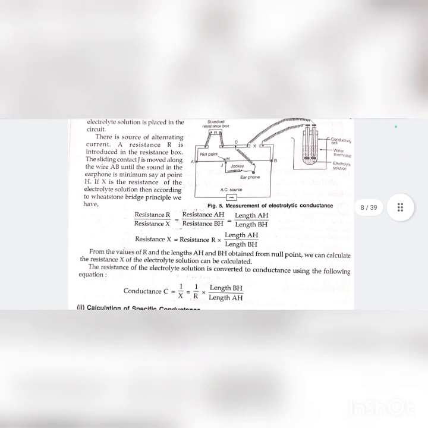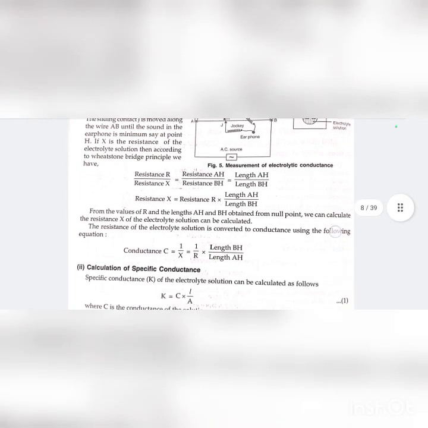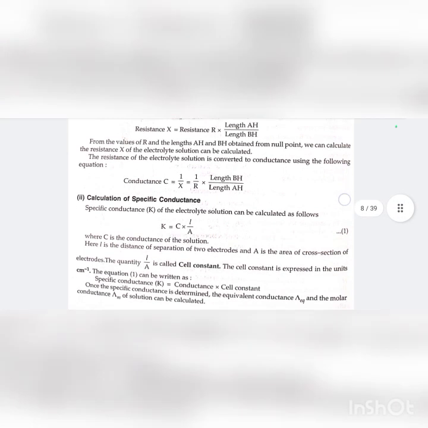So the resistance X is equal to the resistance R into length H. The resistance of the electrolyte solution is converted to conductance using the following relation: C is equal to 1 by R. Now second is calculation of specific conductance. Specific conductance K of the electrolyte solution can be calculated as K is equal to C into L by A, where C is the conductance of the solution, L is the distance of separation of the two electrodes and A is the area of cross section of electrodes.